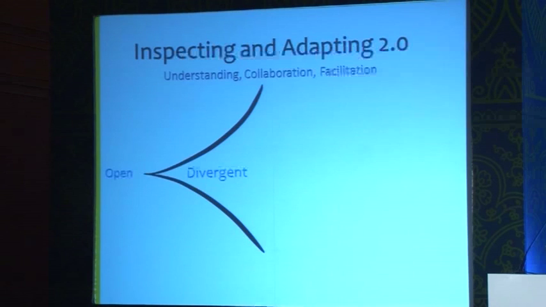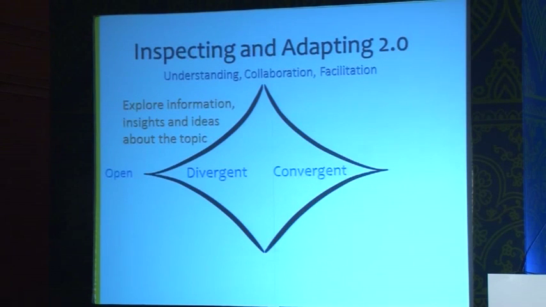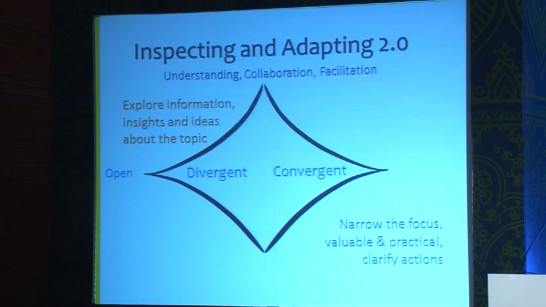We then have a bunch of divergent activities to choose from. These divergent activities help us to explore the information, the insights, and generate ideas about the topic. There are a number of activities that can fit into this section. We then follow with convergent activities. So we've generated some ideas and insights through engaging activities. And now we need to narrow the focus, find what's valuable and practical, and clarify the actions that are going out of there. And then we close and look at the retrospective and say, did that give us what we needed? How could we do that better next time?